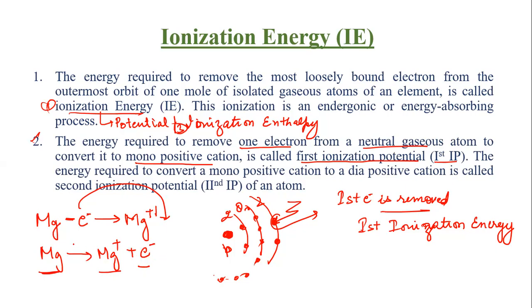Okay? And in this case, we have to give some ionization energy. Now I want to remove this electron also. So for that, I need to do what? I need to again supply energy. So in this case, what I am doing now, Mg plus is converting into Mg plus 2 plus electron.